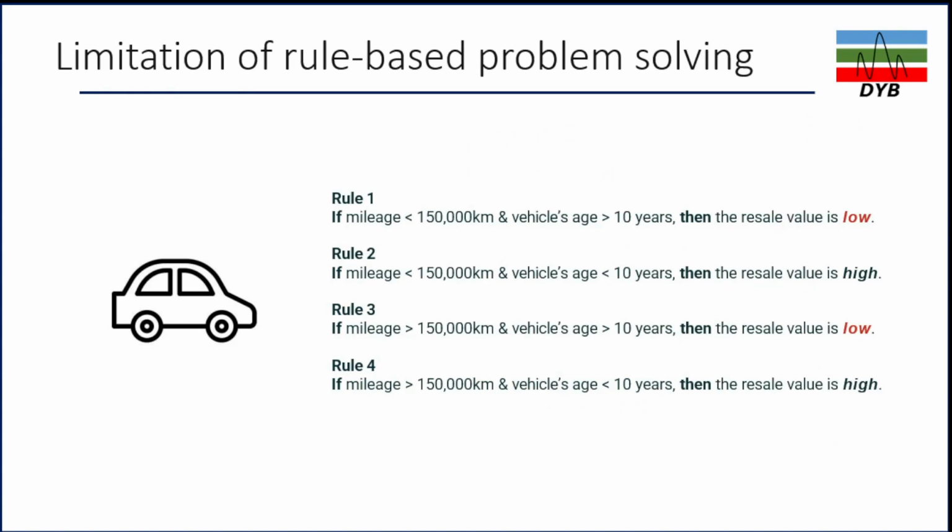So that is actually the summary. If the mileage is 150 kilometers and the vehicle age is greater than 10 years, then the resale value is low. For rule 2, you will define: if the mileage is less than 150,000 kilometers and the vehicle age is less than 10 years, then the resale value is high. The third rule is again the other way around, and the fourth rule is similar, which we have defined in the previous one.